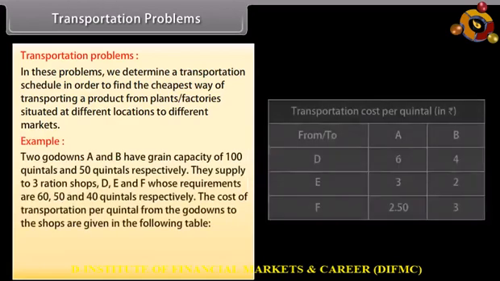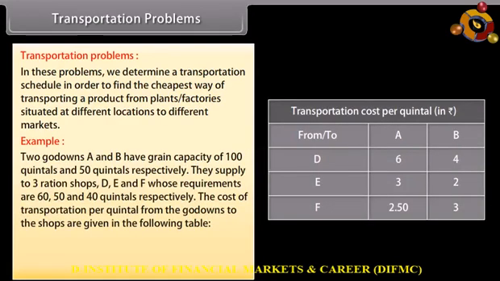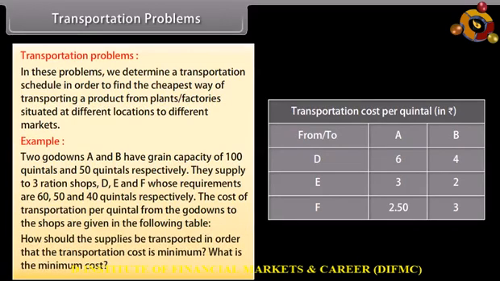Example. Two godowns A and B have grain capacity of 100 quintals and 50 quintals respectively. They supply to 3 ration shops D, E and F whose requirements are 60, 50 and 40 quintals respectively. The cost of transportation per quintal from the godowns to the shops is given in the following table. How should the supplies be transported in order that the transportation cost is minimum? What is the minimum cost?